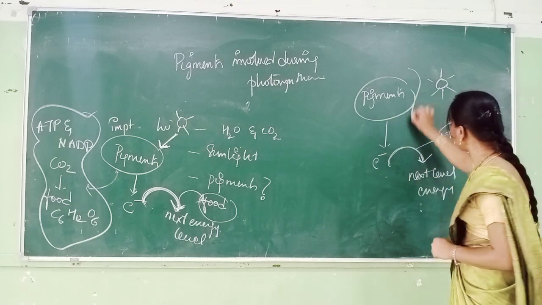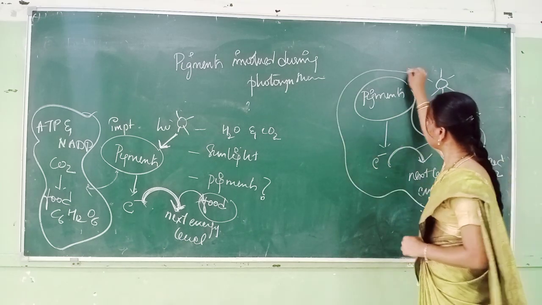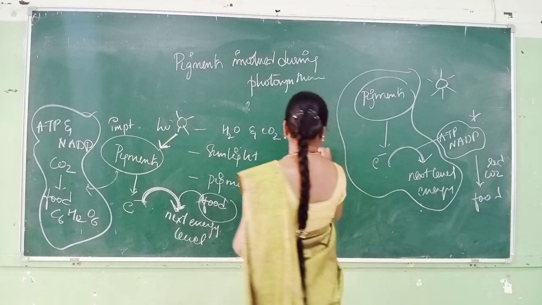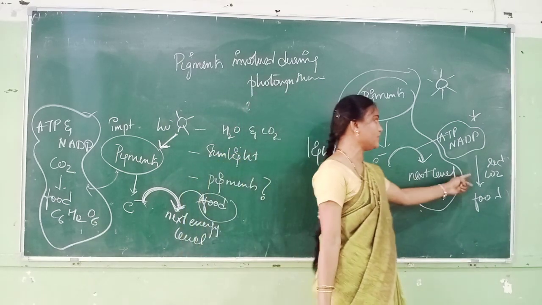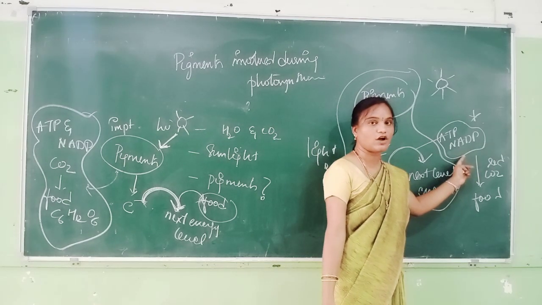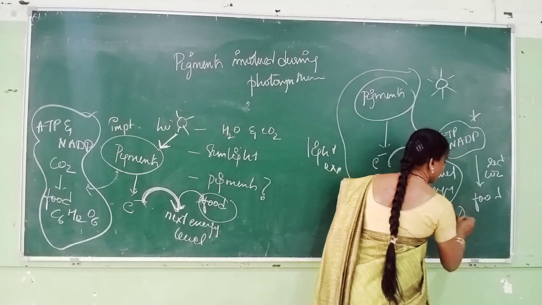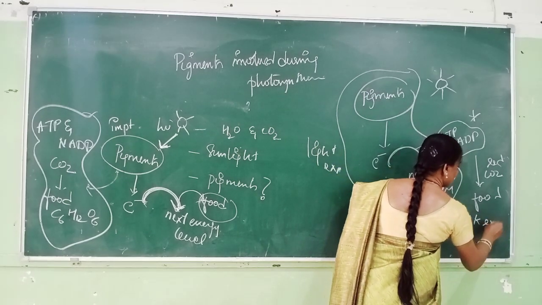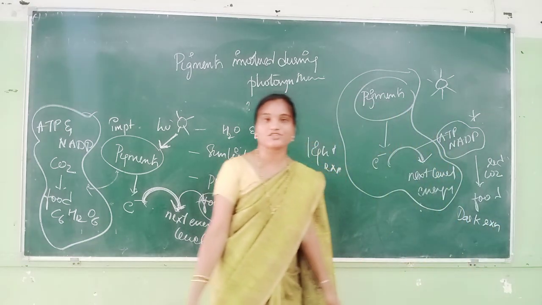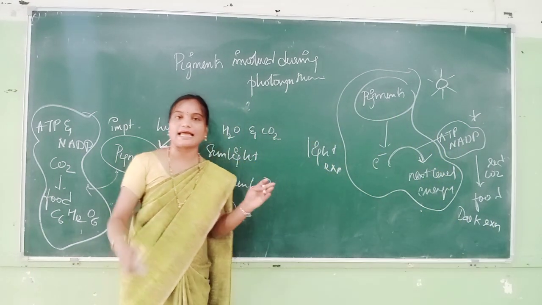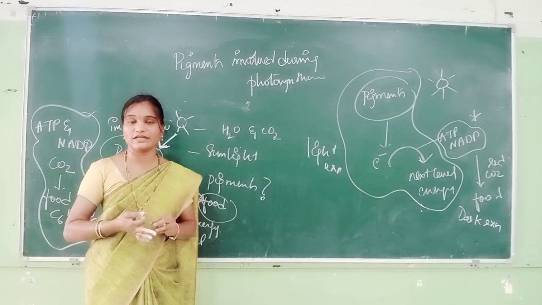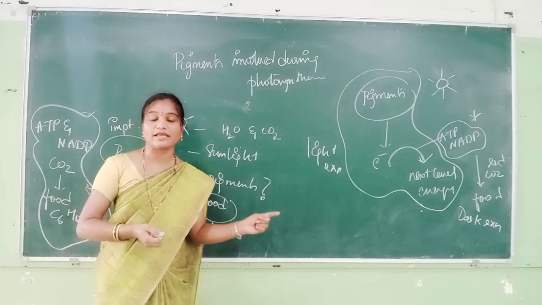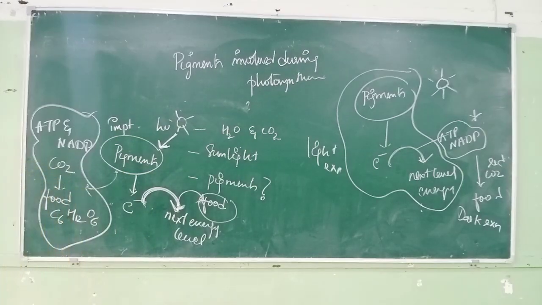The whole step up to here is the light reaction, and the reduction of carbon dioxide with the help of these formed chemical compounds is the dark reaction. So this is the main reaction center. Your pigments act as the main reaction center from where your photosynthesis will take place. This is the main important function of your pigment.